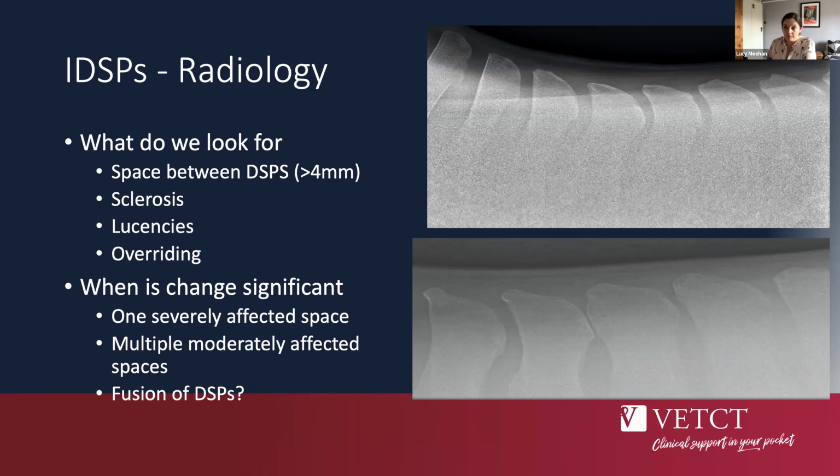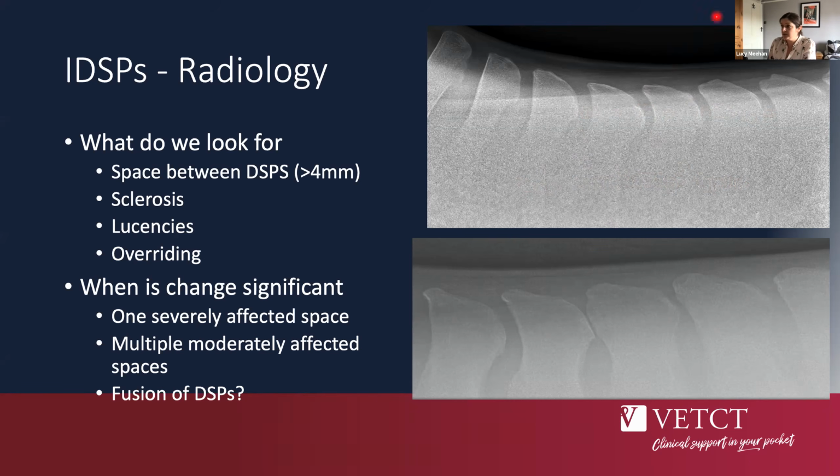So if I had multiple moderately affected spaces, as we had in the case in the previous slide, I would call that significant. And if I had one particularly severely affected space, I would probably call that significant. The images on the right, this top image is what I would class as a normal back. So we've got a nice space between each spinous process here, here, and here. The spinous processes don't have any apparent sclerosis or any apparent lucencies within them. So I think that's a pretty normal back.